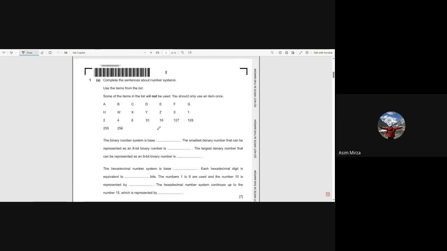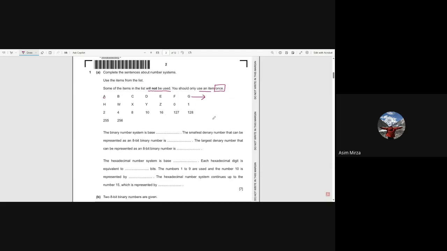So question number 1, let me tell you one more thing. Besides attempting this paper, I'll tell you something about the concepts, right? So stick with me. So complete the sentence about number systems. Use the items from the list. Some of the items in the list will not be used. You should only use an item once. It means you cannot use one letter twice, right? So let's see, it's about A, B, C, D, and 1, 2, 3, 1, 2, 4, 8, 16, 30, whatever, right? So it's about fill in the blanks.